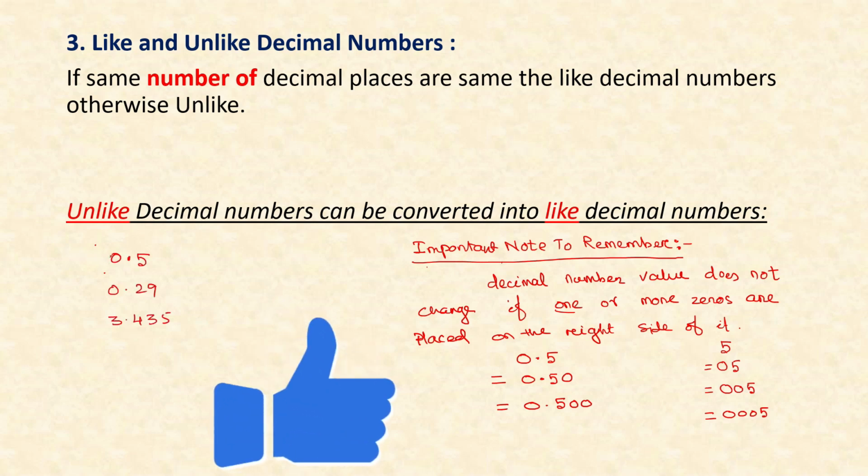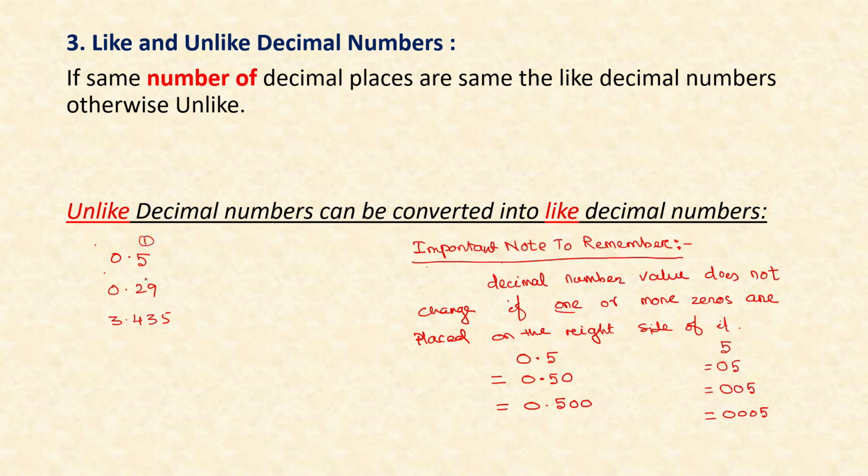From this decimal number, we can say that only one digit is there after the decimal point, and here only 2 digits are there after the decimal point. Here 3 digits are there after the decimal point. So all these digit counts are different. It means these decimal numbers are unlike decimal numbers. How can we make them like decimal numbers?